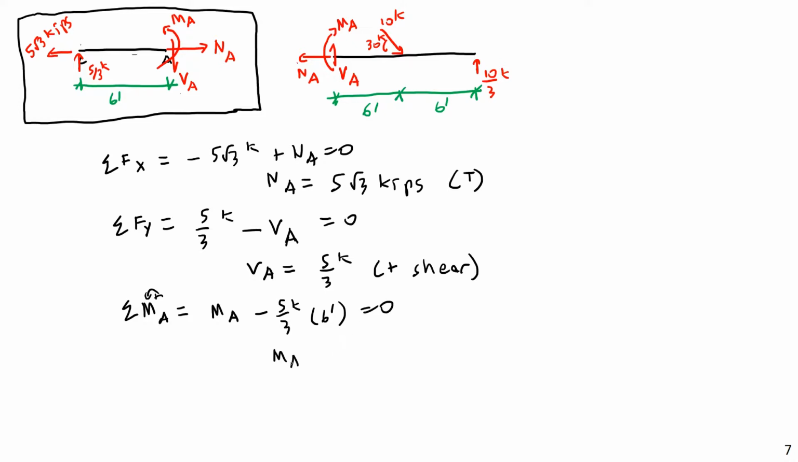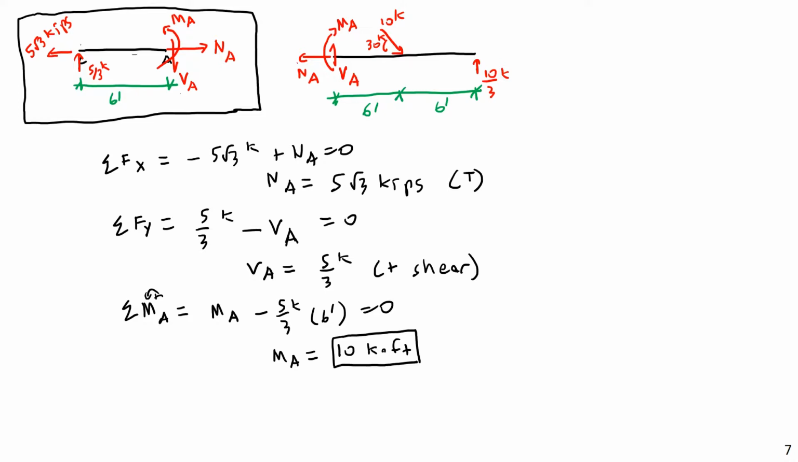And therefore, MA is equal to, if I multiply that out, that simply reduces to 2, and so that's going to be equal to 10 kip feet. Simply 10 kip feet. And that's 10 kip feet. So hopefully not too bad.